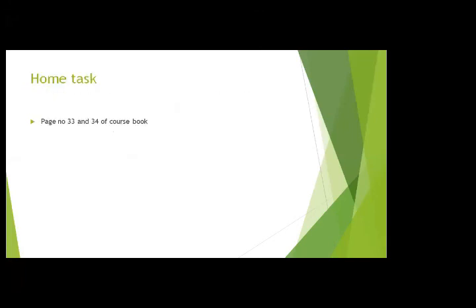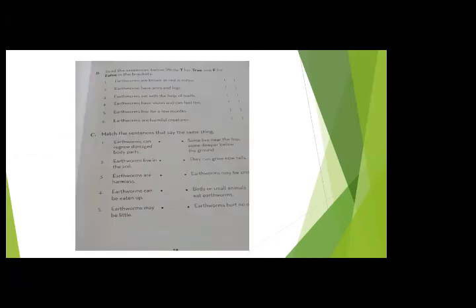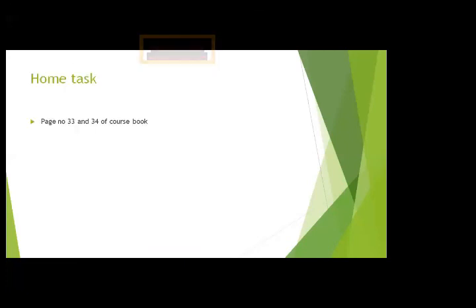Now, as I have told you about the home task, your home task is page number 33 and page number 34 of your course book. You have to do page number 33 and page number 34 of your course book, as you can see on your screen. And how to do it? With a pencil.